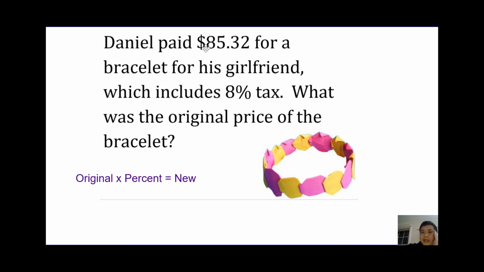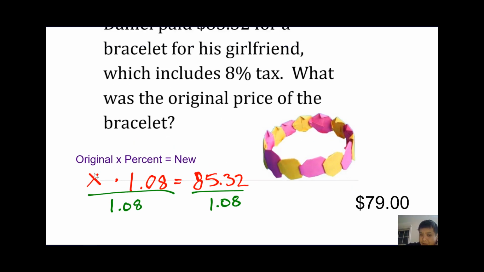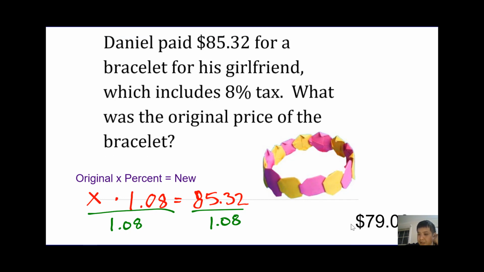Daniel paid $85.32 for a bracelet for his girlfriend, which includes an 8% tax. What was the original price of the bracelet? Go ahead and try this one out on your own. This is a find the original price, so therefore it's x times 1.08 equals 85.32. Divide both sides by 1.08 and you get that the cost was $79.